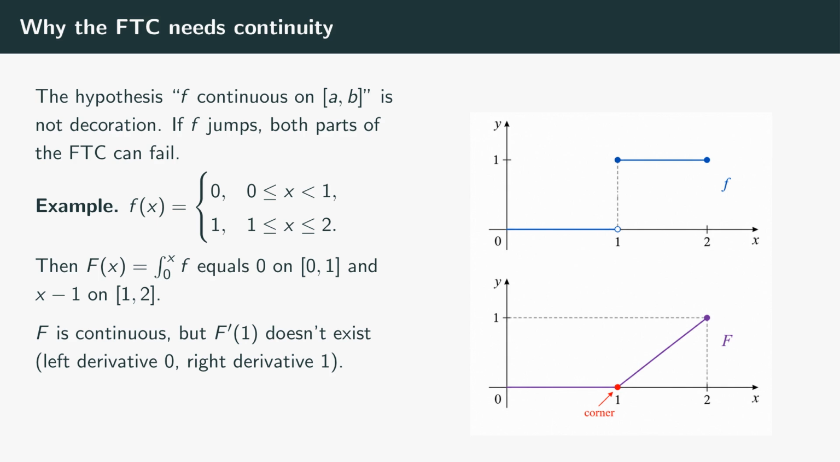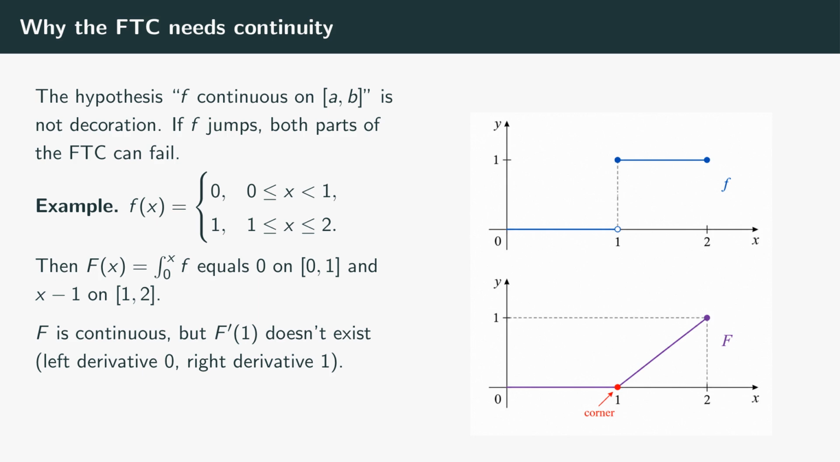Compute the accumulation function capital F directly, by hand. From 0 to 1, the area under f is 0. From 1 to some x between 1 and 2, the area is just the rectangle, width x minus 1 and height 1, so the area is x minus 1. So capital F is the piecewise function, 0 on the left half, x minus 1 on the right half. Notice that capital F is still continuous everywhere on the interval. Integration is a smoothing operation. The jump in f got filed down into a corner in capital F, but the corner is at least continuous.